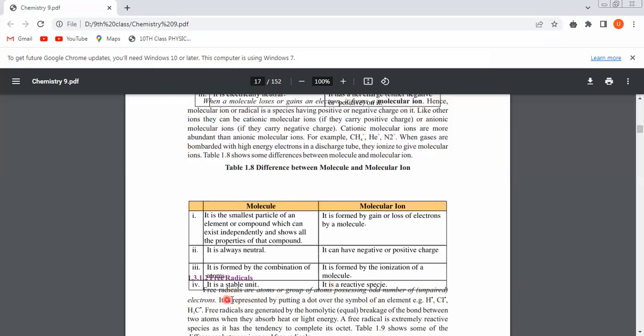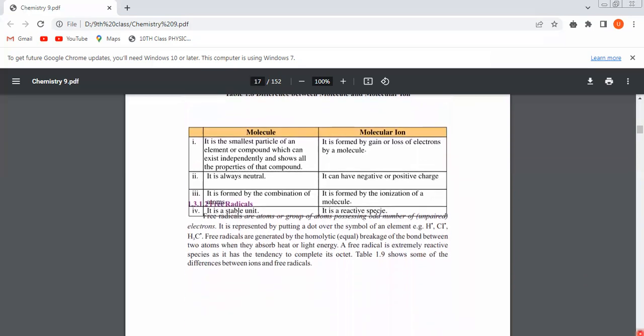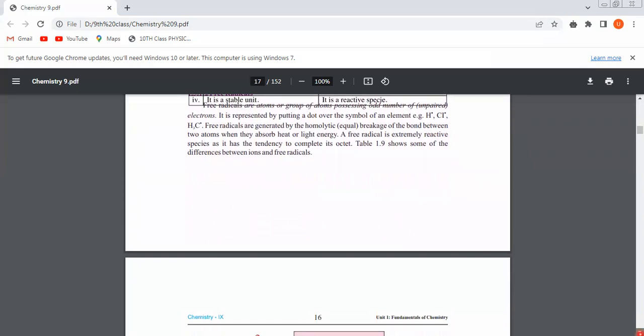Free radical: free radicals are atoms or groups of atoms possessing an odd number of unpaired electrons. It is represented by putting a dot over the symbol of an element. Free radicals are generated by the homolytic breakage of the bond between two atoms when they absorb heat or light energy. A free radical is an extremely reactive species as it has a tendency to complete its octet. Table 1.9 shows some of the differences between ions and free radicals.